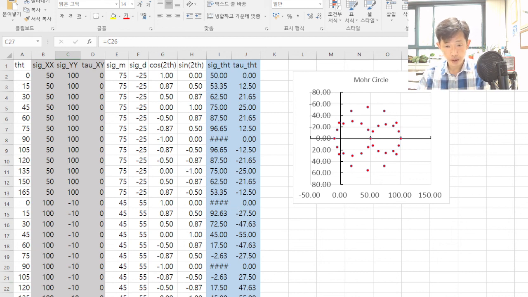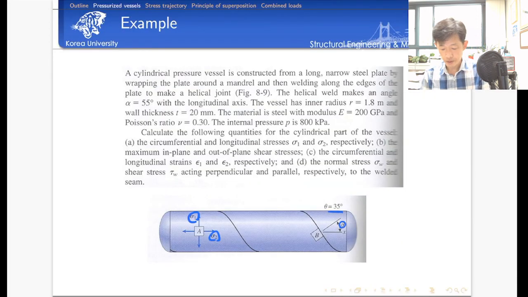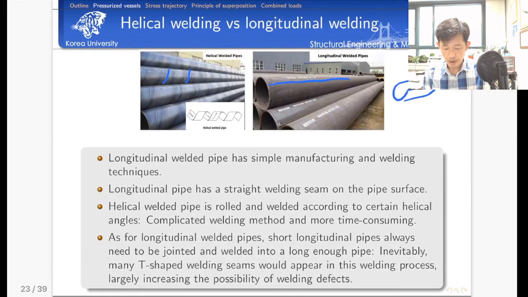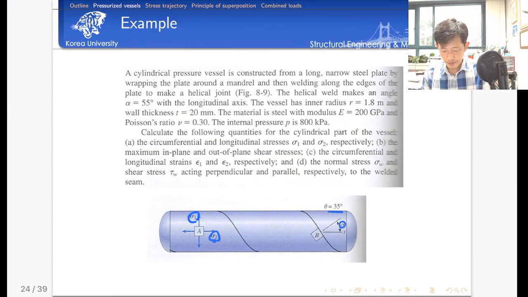by the way, I didn't show you my lecture. Sorry about it. So first I talked about two different procedures of pipeline production, the helical welding and longitudinal welding. And then in this example problem, first we need to calculate the two normal stresses using this equation that we discussed before.